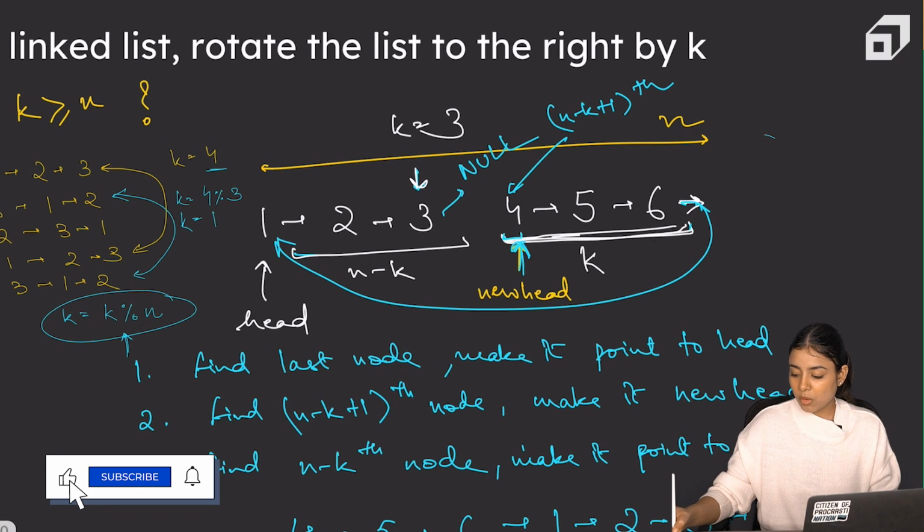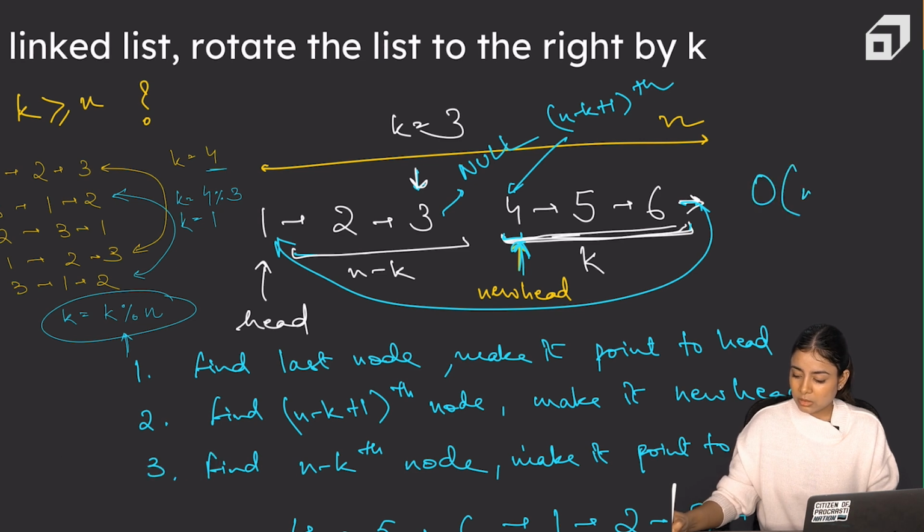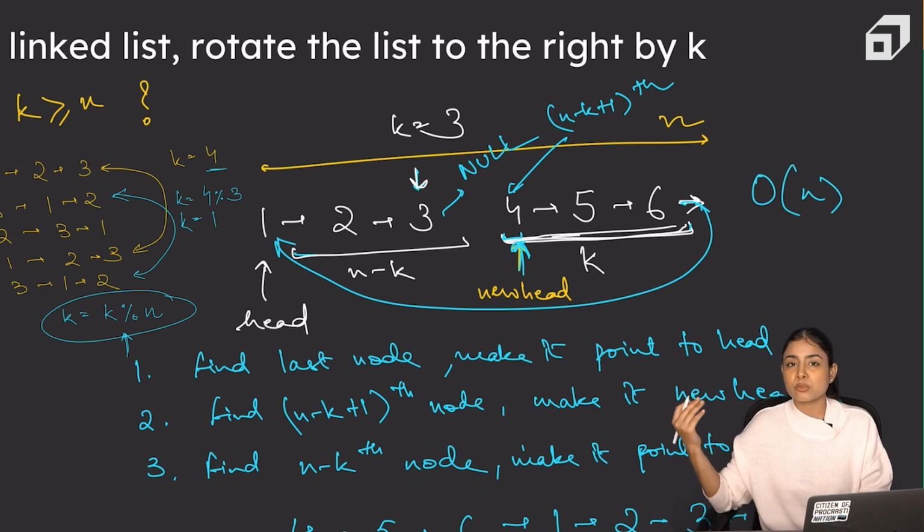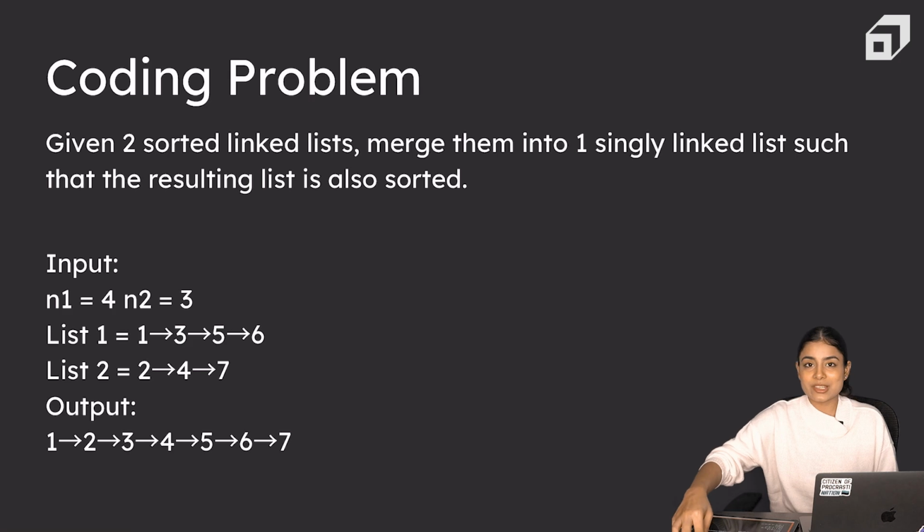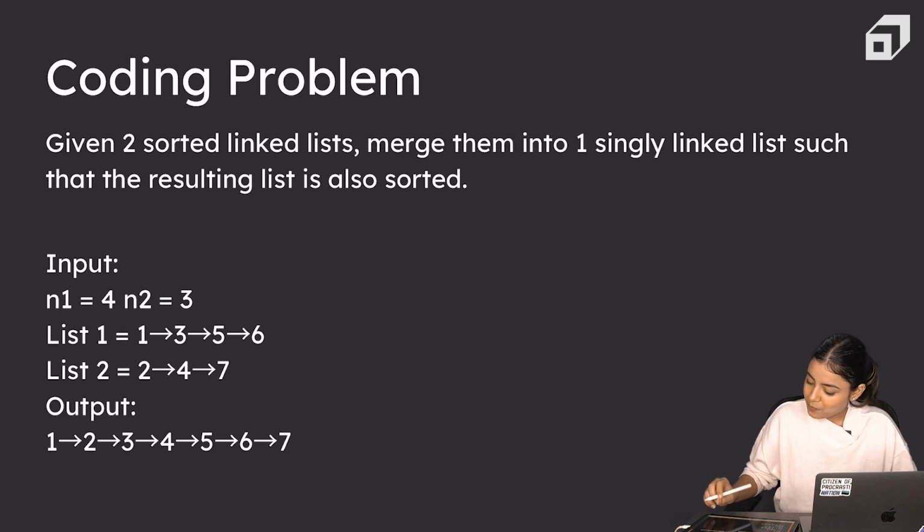and the time complexity of this would come out to be O of n, right? Because we're traversing the entire linked list to find the last node and also to find the number of nodes in my linked list. Let's move to the last question for this lecture.